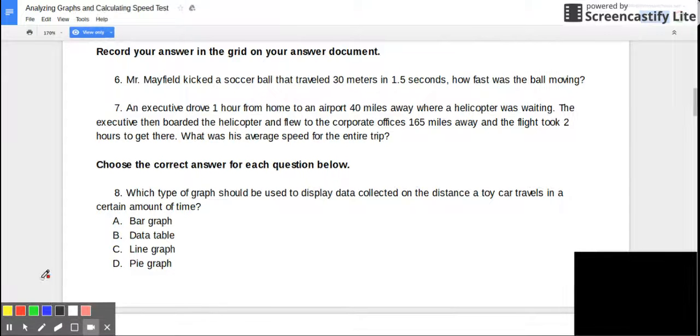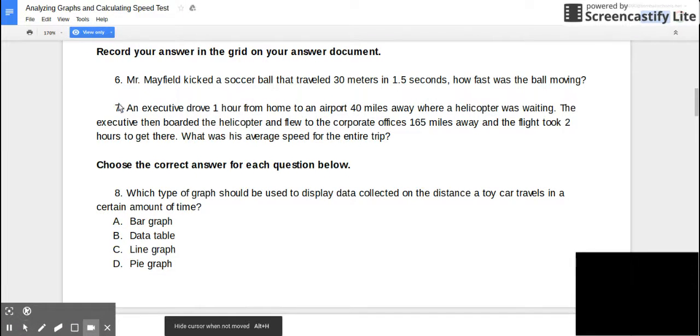All right, so now I'll go ahead and read. Number 6, Mr. Mayfield kicked a soccer ball that traveled 30 meters in 1.5 seconds. How fast was the ball moving? You're going to go ahead and calculate. Speed equals total distance divided by total time. Now, you won't be graded on showing your work this time, but I recommend you do that anyway, just to help you get the correct answer.